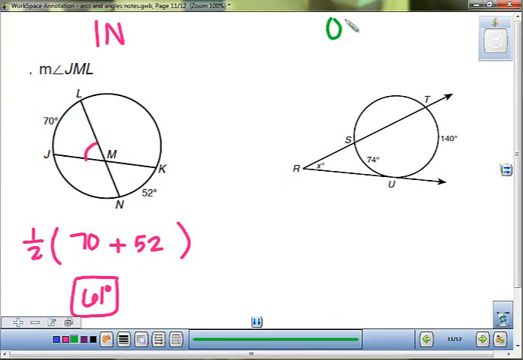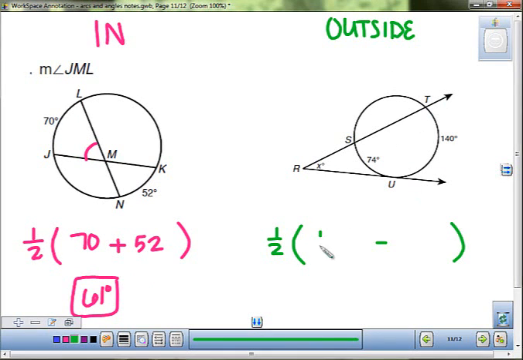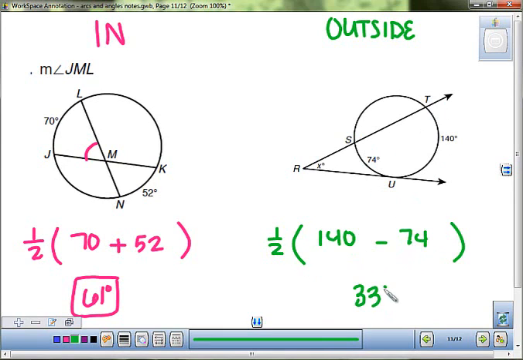This angle is outside the circle, so we use half of the difference. We're subtracting. The larger arc is 140. The smaller arc is 74. 140 minus 74 is 66. Divided by 2, 33 degrees for this missing angle.